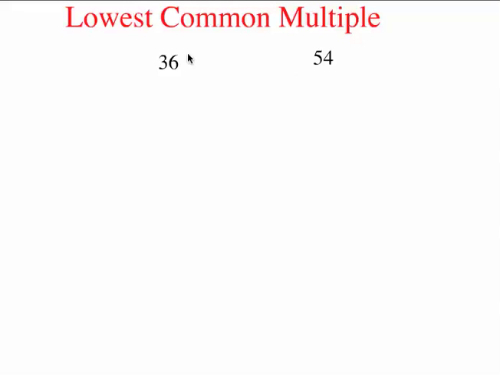Lowest common multiple. We're looking for a number that 36 and 54 fit into, and we're looking for the smallest number, the first number that 36 and 54 fit into. So let's quickly look at multiples.